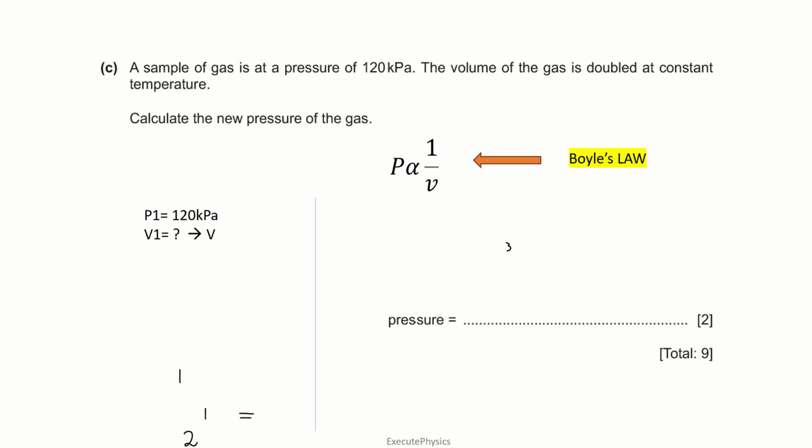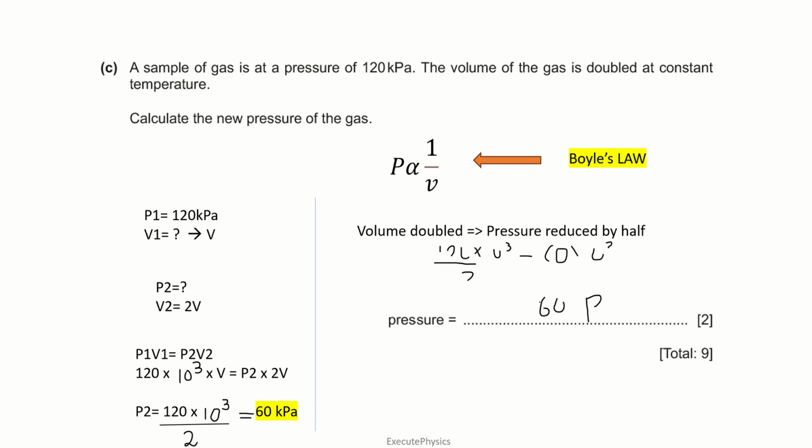One is by brute force, by mathematical calculations. P1 V1 is equal to P2 V2. You just have to solve it and you will get 60 kilopascals. Another way is by logical thinking. As you saw in the simulation, the volume is doubled, so the pressure has to be half. So it would be half of 120 kilopascals, which is 60 kilopascals. This way also you can do it.